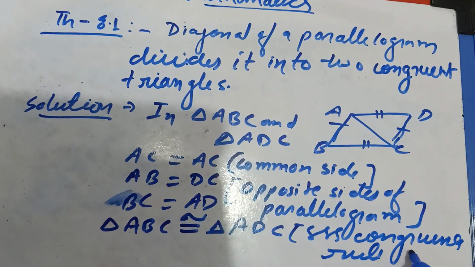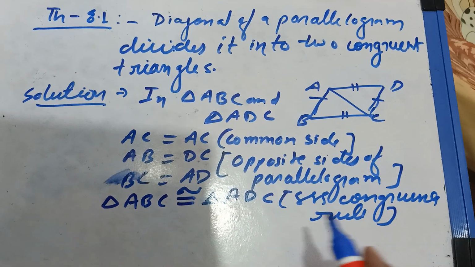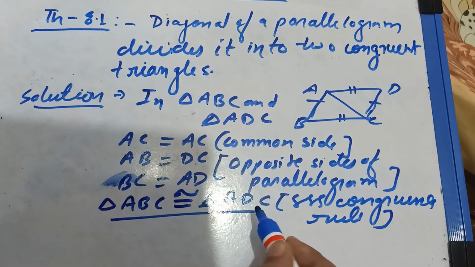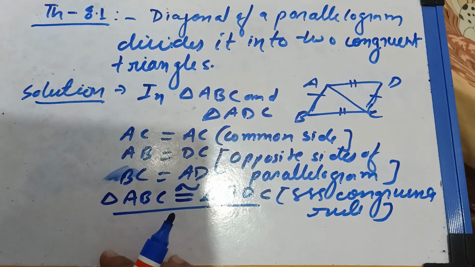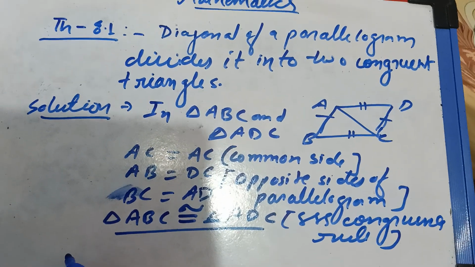So both triangles are congruent, and what is the property? SSS congruency rule. This we had to show. This was our aim. ABC and ADC are congruent. Hence proved.